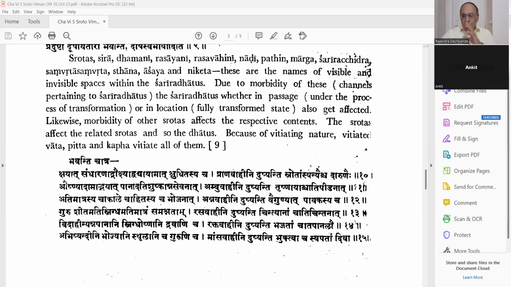So Pran, Anna, Udak, 3 complete. Rasa, Rakta, Maus, Med, Asthi, Majja, Shukra, 7 dhatus complete. And Mutra, Purisha and Sved, 3 Mala Srotasas are complete. So 3 plus 7 plus 3. So total there are 13 important Srotasas in our human body.